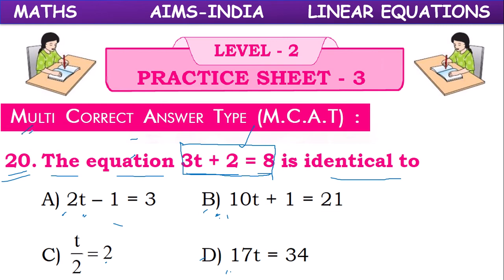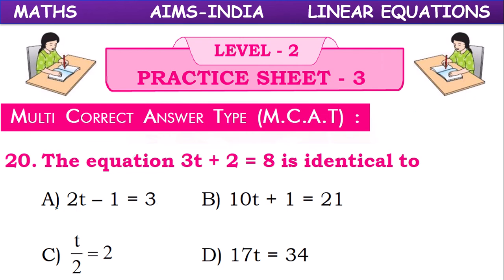This question heading children, it's a multi-correct answer type. So you can have one or more answers. So the given equation value is 2. Let's check the other equations' values. 2t minus 1 equal to 3. Minus 1 will come this side, it will become plus 1. 2t equal to 4 or t equal to 4 by 2. T equal to 2. A option value also 2 we are getting. So it's identical. Next B option.